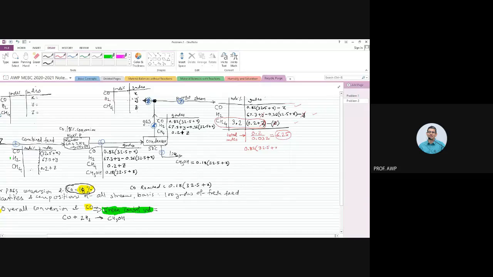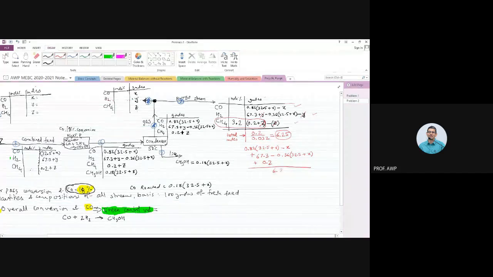So if you write that equation, 0.82 multiplied by (32.5 plus x) minus x, that is the moles of carbon monoxide, plus (67.3, that y has cancelled out) minus 0.36 multiplied by (32.5 plus x), that is the moles of hydrogen, plus the moles of methane, 0.2. These three things put together must be 6.25 gram moles. So we have one equation and the only unknown is this x. So solve for x, and Nishan, what is the value of x?